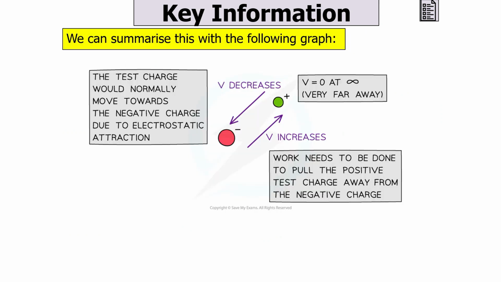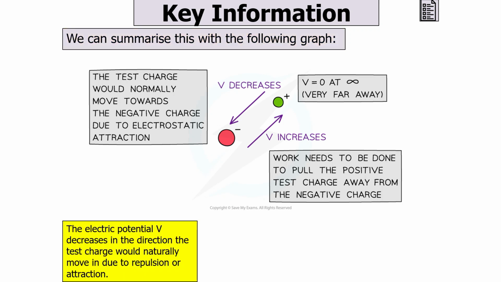So we can summarize this with the following graph. What we can say is that the electrical potential is equal to zero at infinity, very, very far away. The test charge would normally move towards a negative charge due to electrostatic attraction. So therefore this would decrease our absolute electrical potential. But work needs to be done to pull the positive test charge away from the negative charge, so it would increase the electrical potential. So as we can say, the electrical potential V decreases in the direction the test charge would naturally move in due to attraction or repulsion.